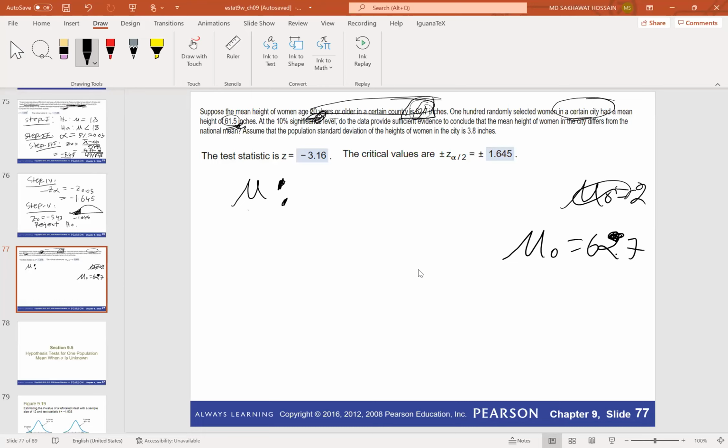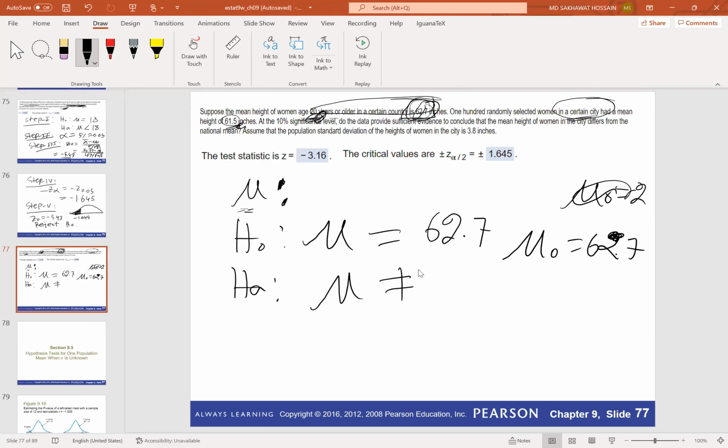That's our population, so we are interested in the mean of this population. So mu will be the average height of the women who are 20 years old and living in that certain city. Now we want to test whether this mu is equal to the national mean, which is 62.7. We want to see whether this mu is different from this value or not. So that's why this is a two-tailed test.